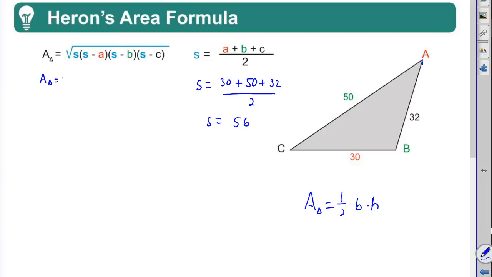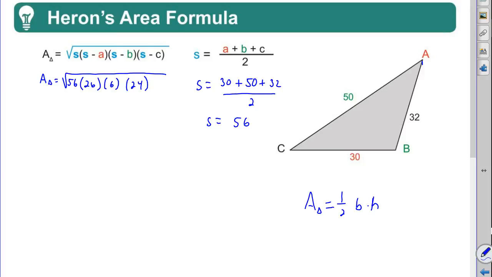So our area of a triangle is, don't forget, the square root. I have students forget about the square root symbol. So 56 times 56 minus 30, that's a 26. 56 minus 50, that's a 6. And 56 minus 32, and that's a 24. The rest is just punch it in your calculator. Make sure you're taking the square root, and make sure you're thinking square units.